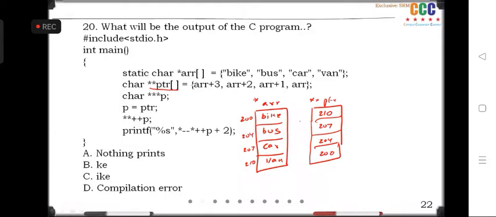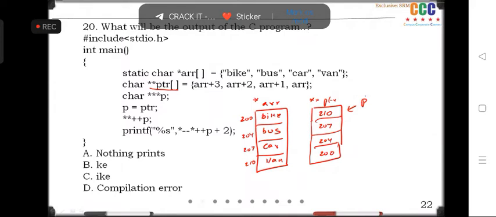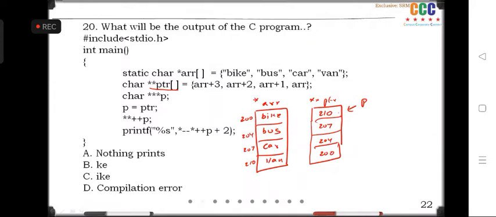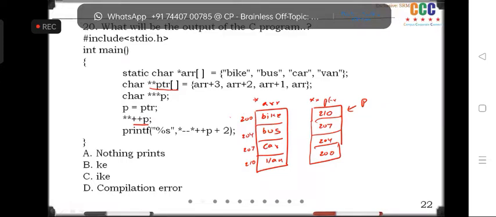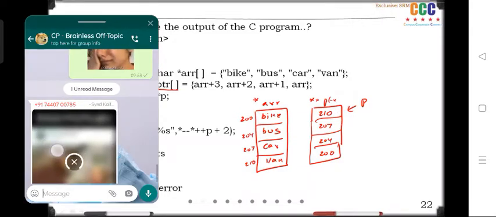Yes? Now what? Char star star P equals to PTR. So this is my P. Being a pointer to pointer to pointer, it is pointing to 210. Absolutely fine. Now, plus plus P. Value at pointer P. Plus plus P. First, you are going to get what? Plus plus P is what? It is 207.